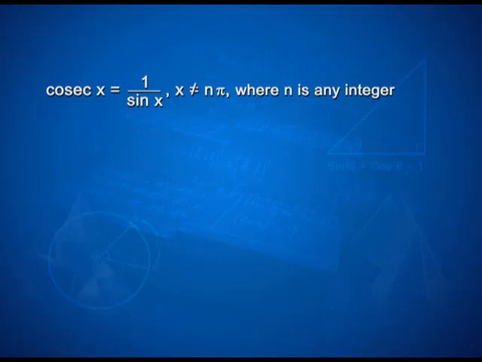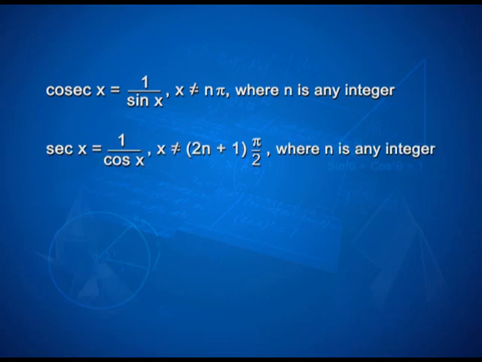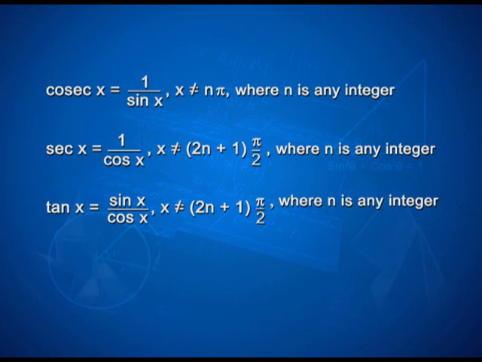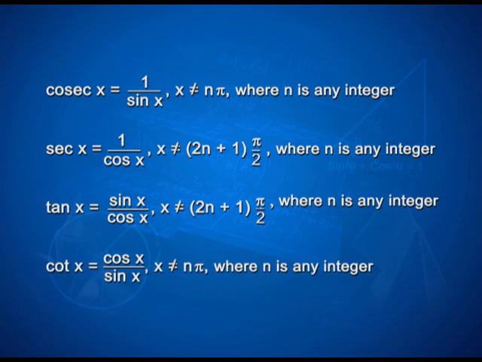We now define other trigonometric functions in terms of sine and cosine functions. Cosec x is equal to 1 upon sin x, x not equal to n pi, where n is any integer. Sec x is equal to 1 upon cos x, x not equal to (2n plus 1) into pi by 2, where n is any integer. Tan x is equal to sin x upon cos x, x not equal to (2n plus 1) into pi by 2, where n is any integer. Cot x is equal to cos x upon sin x, x not equal to n pi, where n is any integer.